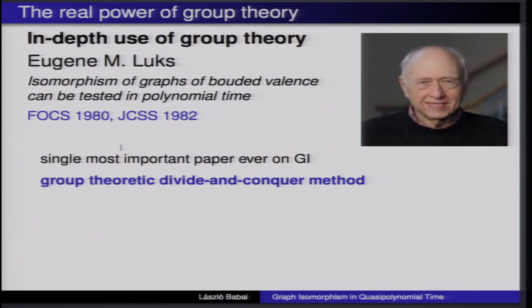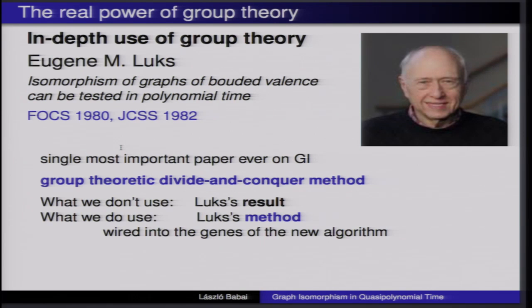Okay? So this paper introduced group theoretic divide and conquer methods that allowed the application of group theory in depth. The title of the paper is Isomorphism of Graphs of Bounded Valence Can Be Tested in Polynomial Time, and that's the result that we don't use, okay? What we do use is Luks's method, Luks's framework. That's wired into the genes of the current algorithm. So if you want to understand how this algorithm works, the first thing to do is read Luks's paper, okay? I mean, in my paper, I try to explain it, but really, read the master.